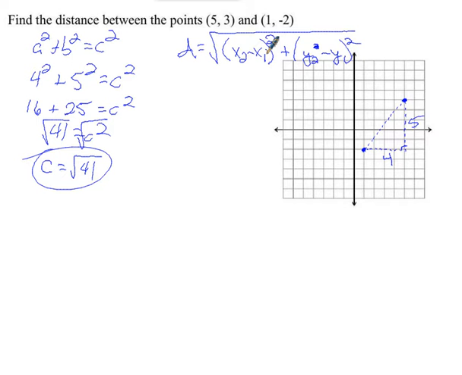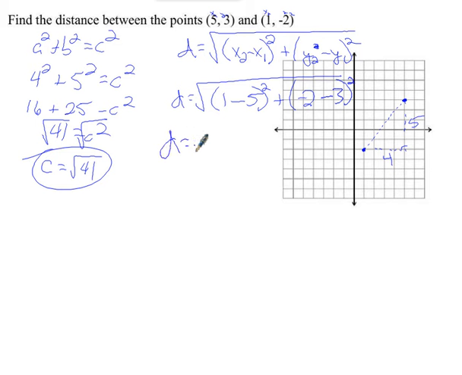Okay, so if this is x1, y1, and this is x2, y2, it's just a matter of plugging stuff in and simplifying it down. d equals the square root of (x2 minus x1) squared. So x2 is 1 minus x1 is 5, squared, plus y2, which is negative 2, minus y1, which is 3, squared. Everything's plugged in. Now we just simplify it down.